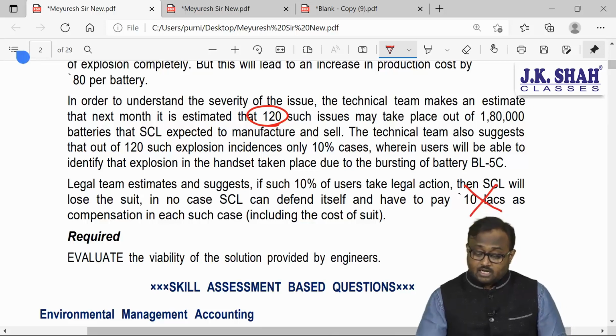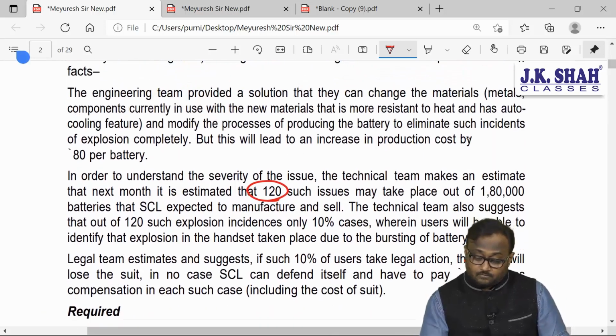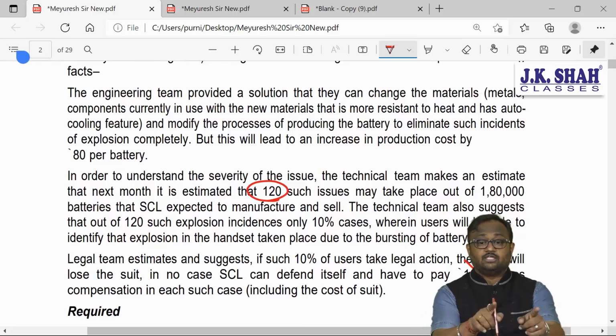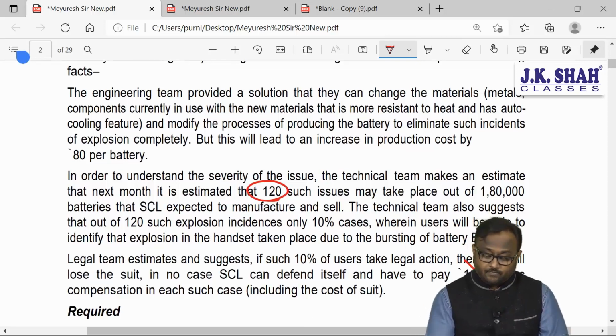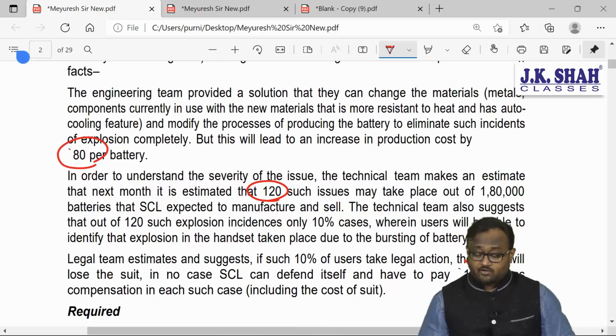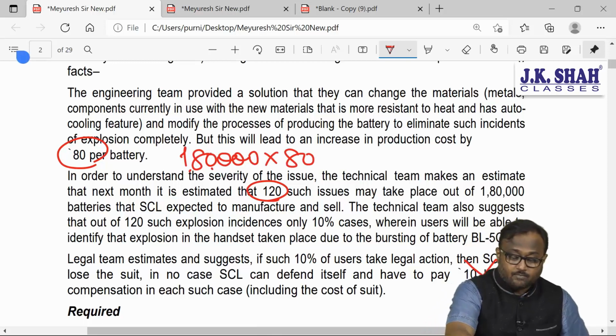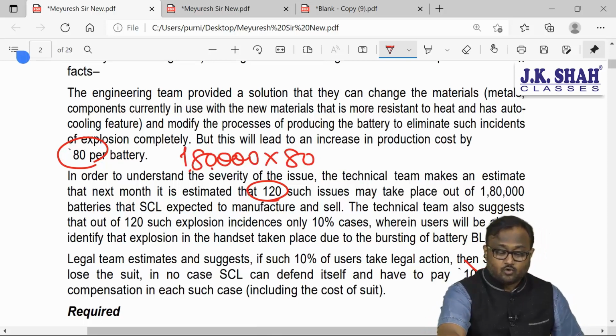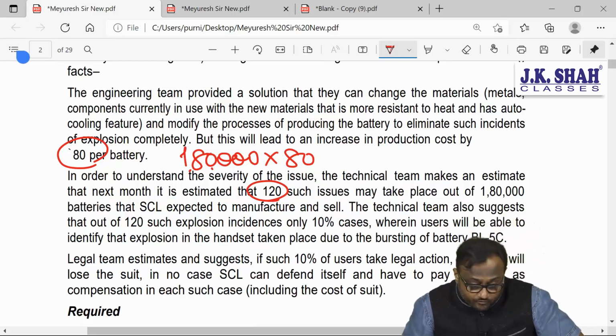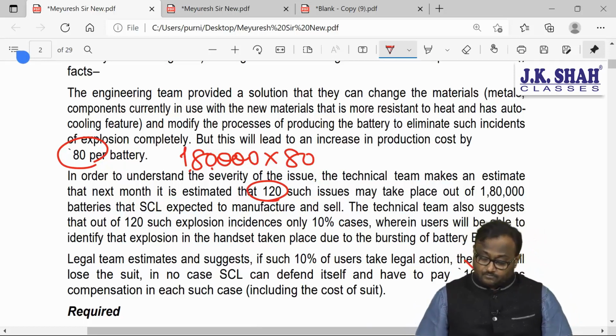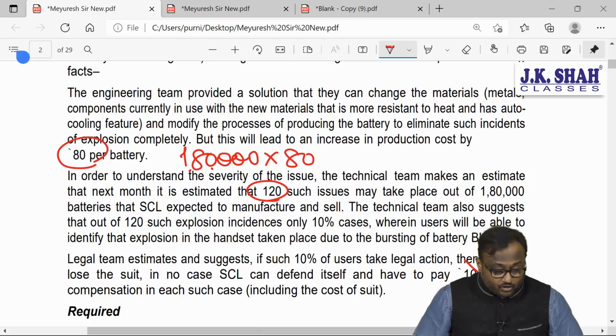Then boss, you apply the change suggested by the engineering team that will cost you 80 rupees additionally per battery. So guys, 1,80,000 batteries you are producing, so your additional cost is going to be 1 crore 44 lakhs.